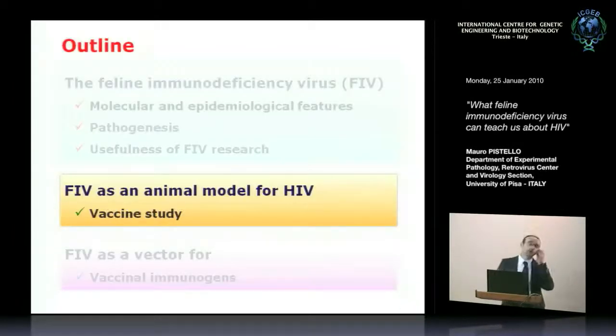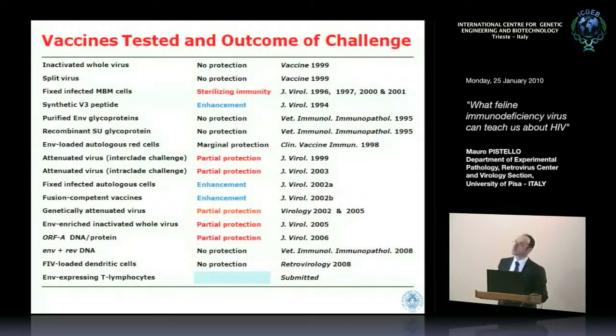So let me tell you something about the use of FIV as an animal model for HIV concerning vaccine studies. We started to use this model in 1992 or 1993. We had a huge grant at that time.